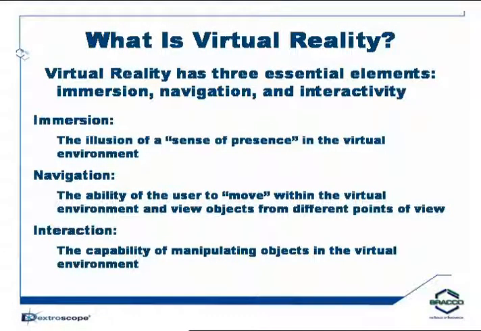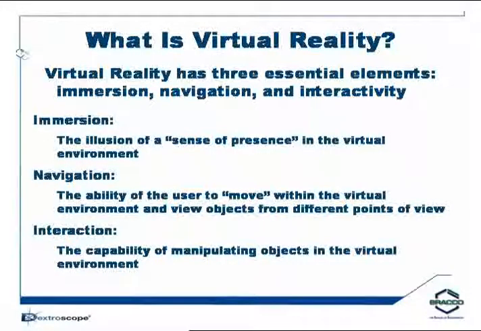So we have to start off with the question of what is virtual reality. And there's really three essential elements to virtual reality as we know it today. One is immersion, navigation, and interactivity. And in immersion, it's giving you the illusion of being in the space. It gives you a sense of presence in the virtual space. And our system, through the use of the glasses and the interactivity with your two hands, gives you a very strong illusion of being able to almost feel the virtual object, and you feel like you're present in the virtual space.